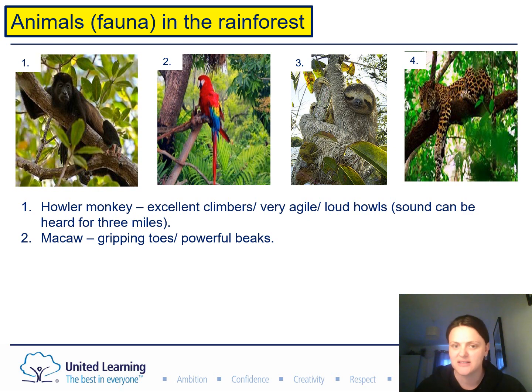Now, they are excellent climbers. So they have adapted to be able to climb up these tall trees. They're very agile. That means they can swing from tree to tree. And they've actually got a really, really loud howl. It's a bit menacing, actually, the howl, and it can be heard from 3 miles away. Let's have a listen.